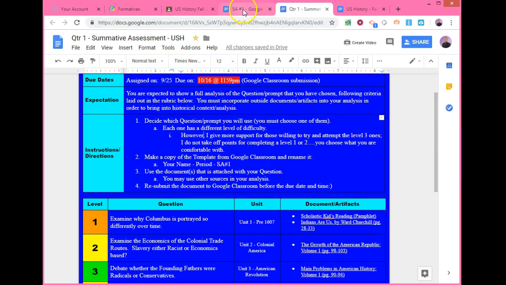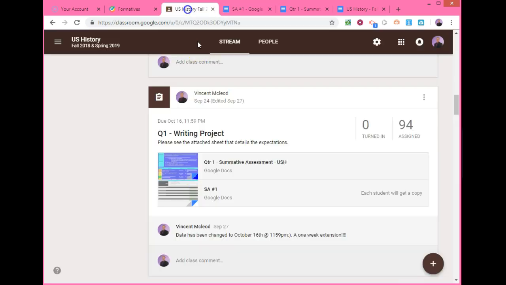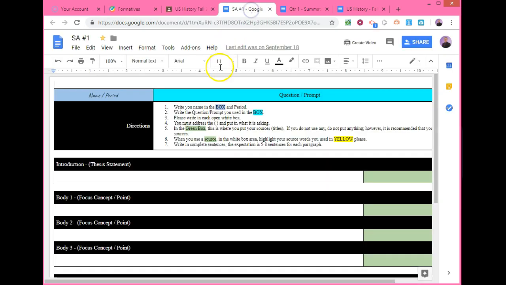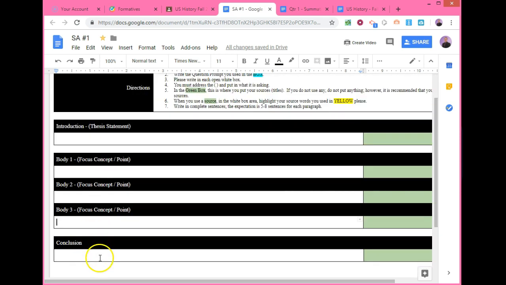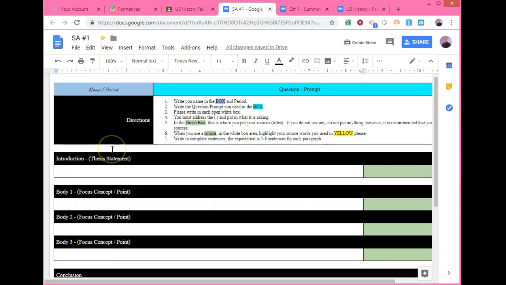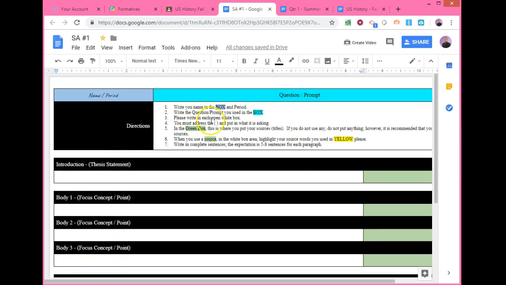So I would highly recommend working on that because if you go over to there, you're going to have a copy of this, essay number 1. What you would do is you start putting in your stuff, read the directions, and you would write your introduction there. Put your thesis statement in the blank. Body 1, you would write it in there. Body 2, you would write it in there. Body 3, you would write it in there. And you need to put your focus, concept, or point in parentheses there for each one. And then the bottom one is conclusion. So you're going to work on this document, and this is what you turn in.